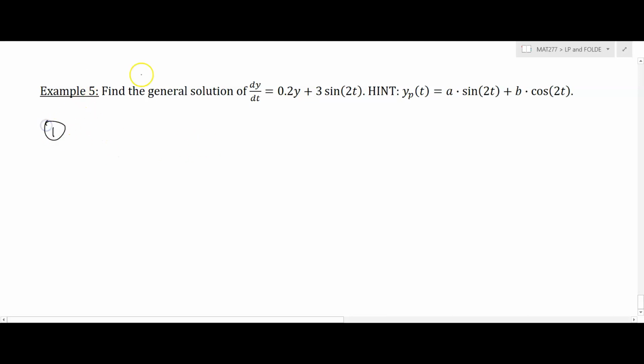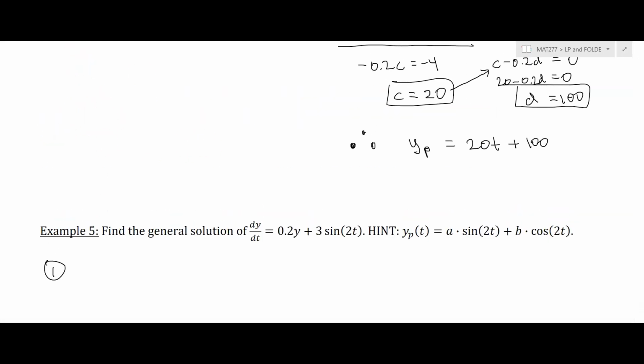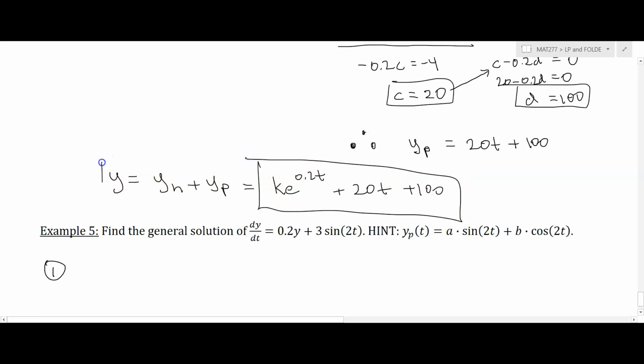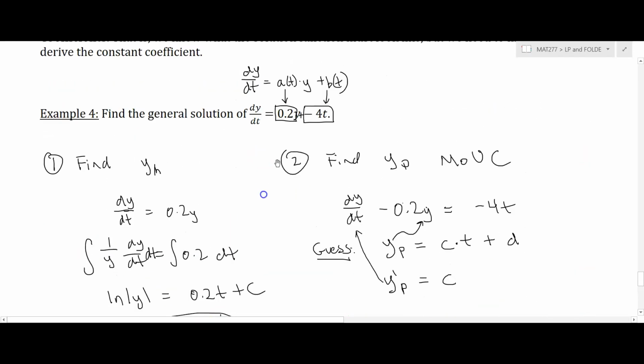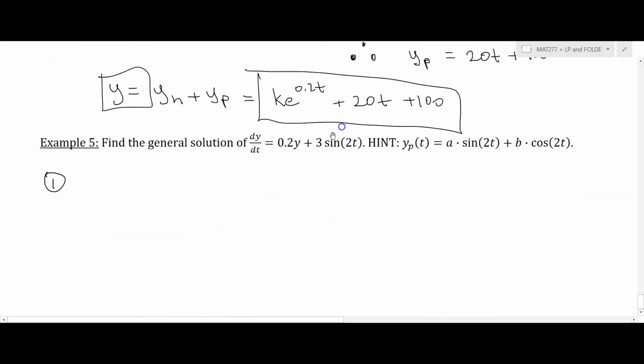So step one. Oh, and lastly, one thing we forgot here is that the general solution is the sum of the homogeneous and the particular. The homogeneous piece we found to be k e to the 0.2t. The y particular is 20t plus 100, and therefore our solution is y equals that. And now if we had an initial condition for our differential equation, we could solve for this value of k just like we have before.